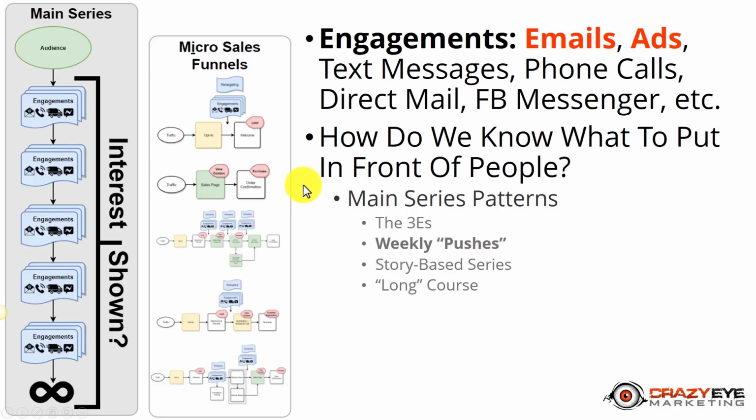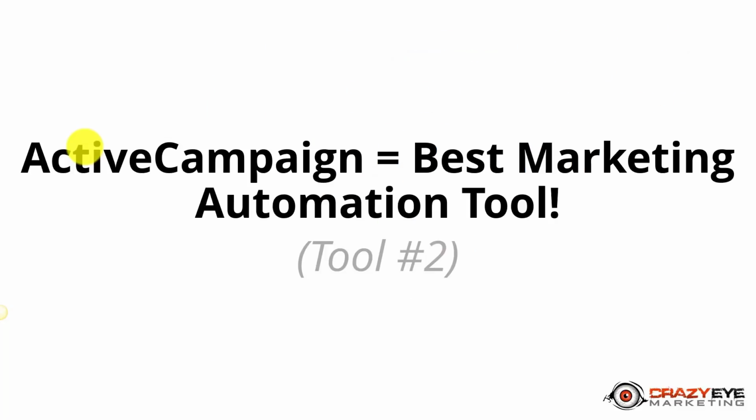Alright, so we have a framework and strategy for promoting our products, and we're going to be following this weekly pushes pattern. And we have all the content in the world because we're able to take advantage of other people's content. And now we need to go about putting it all together, which brings me to the second tool you need to master, and that is ActiveCampaign, and it is the best marketing automation tool. And I want to hop over to ActiveCampaign real quick just to show you how easy it is to use.